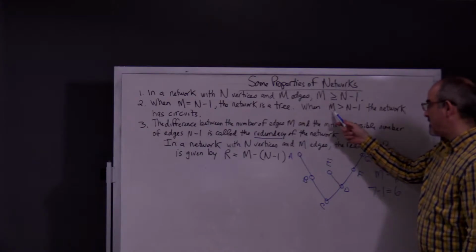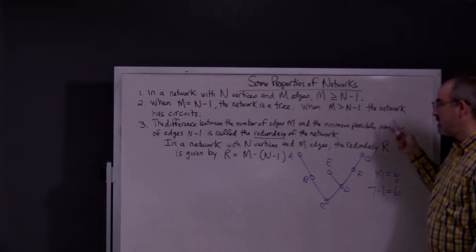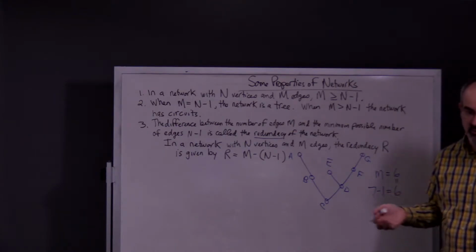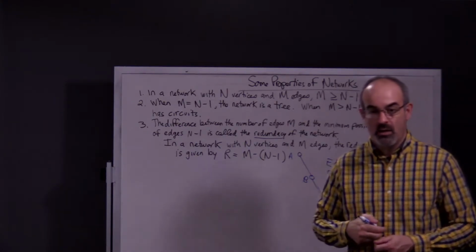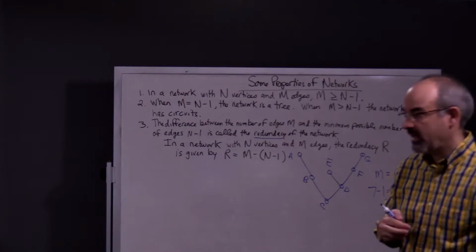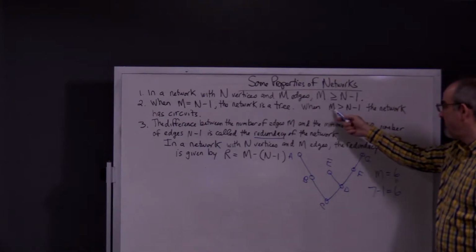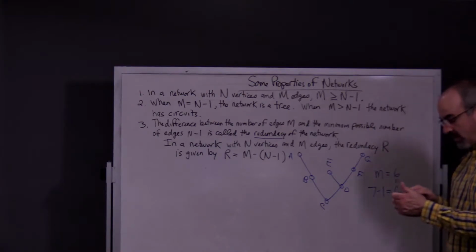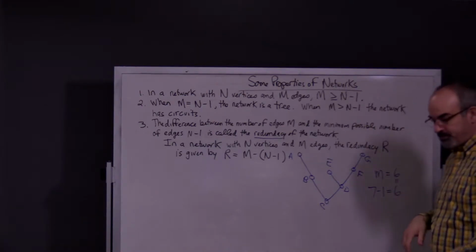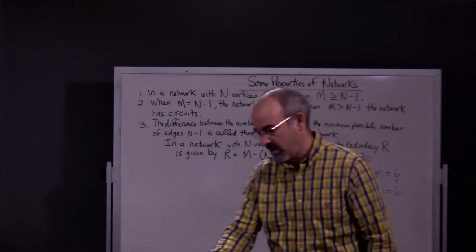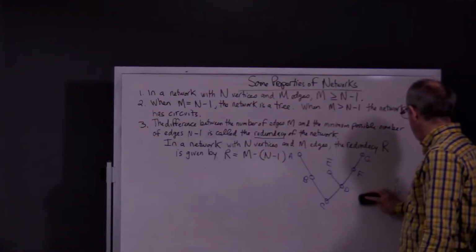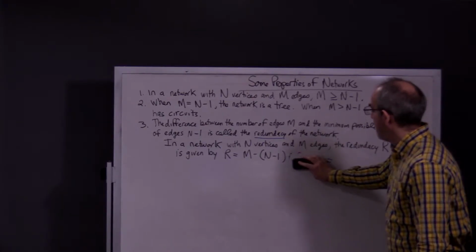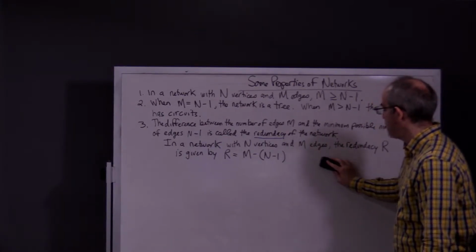When the number of edges is greater than n minus 1, the network, it's still a network, unless you have a graph that's not connected. But if the graph is connected and the number of edges is greater than the number of vertices minus 1, the network has circuits. So before I talk about the last part, let me draw a network that's not a tree, meaning that it has circuits.